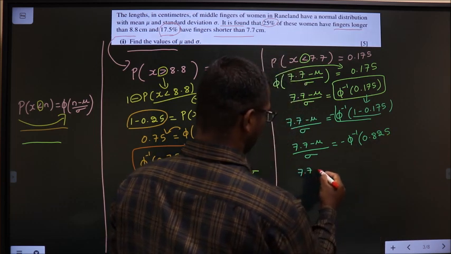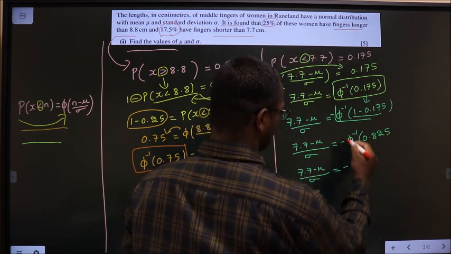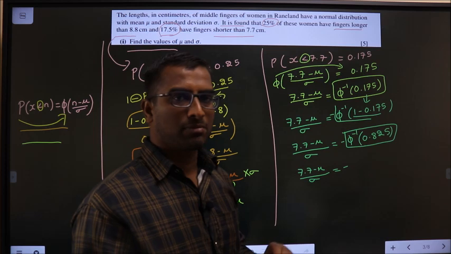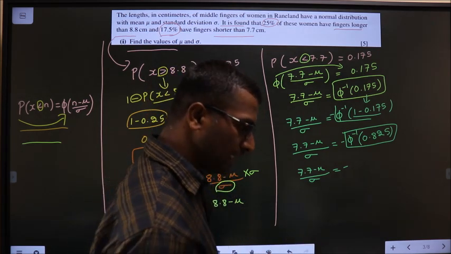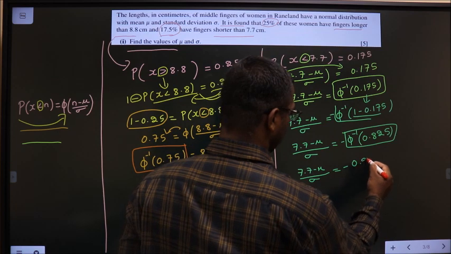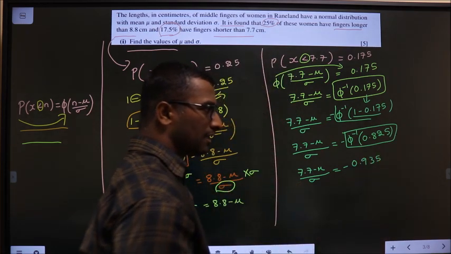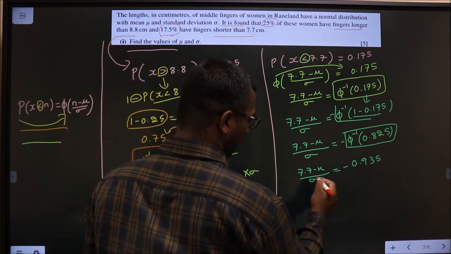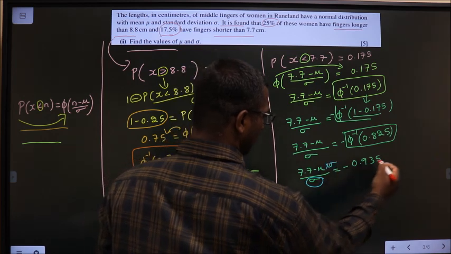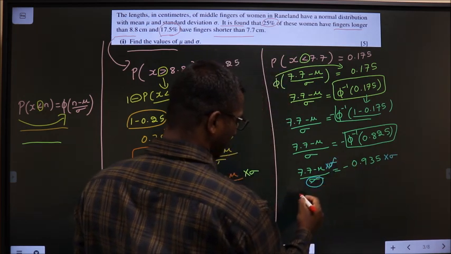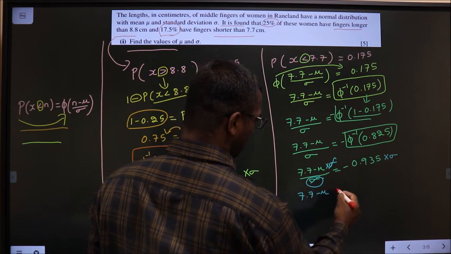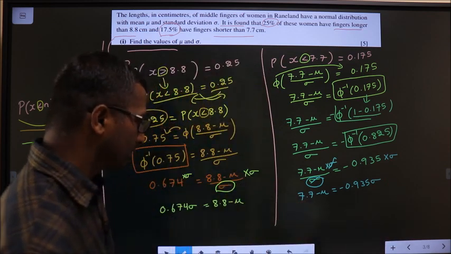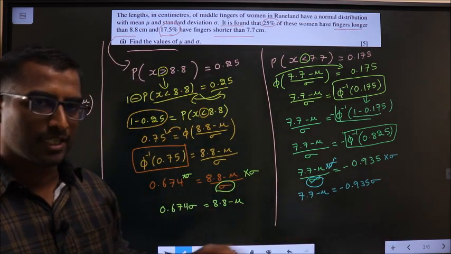So 7.7 minus mean by standard deviation equal to minus phi inverse of 0.825, which you will get from the normal distribution table, and you should get it to be 0.935. Clear? Any doubts? Look at the playlist in the description. Next. To get rid of this standard deviation, multiply by standard deviation on both sides. This gets cancelled. I get 7.7 minus mean equal to minus 0.935 standard deviation. Even this cannot be simplified further, so I stop.